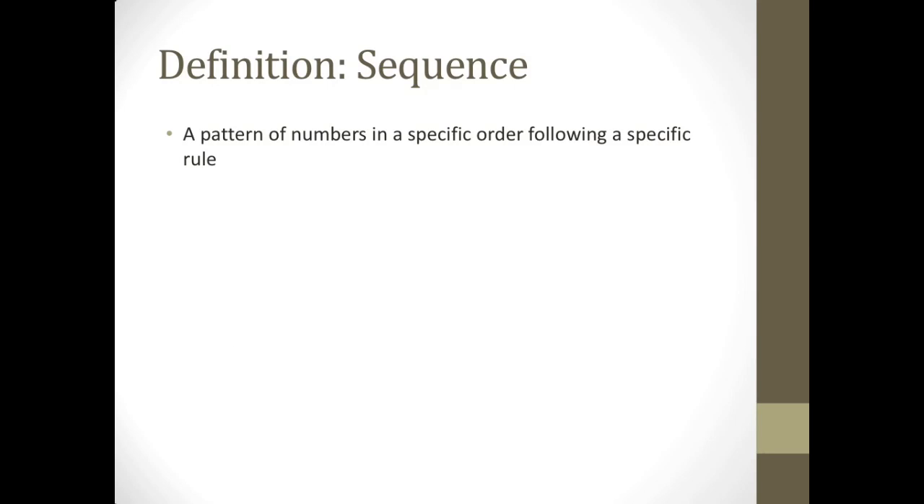For our first definition, a sequence is a pattern of numbers in a specific order following a specific rule. And that's going to be our goal for this chapter. How can we identify a rule and use it to identify terms for that specific sequence?